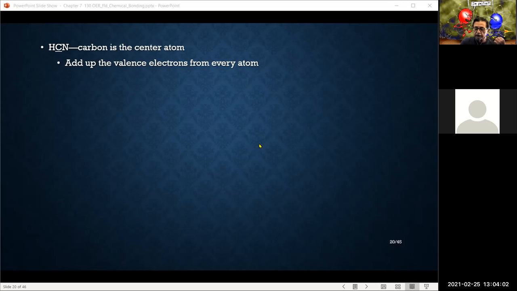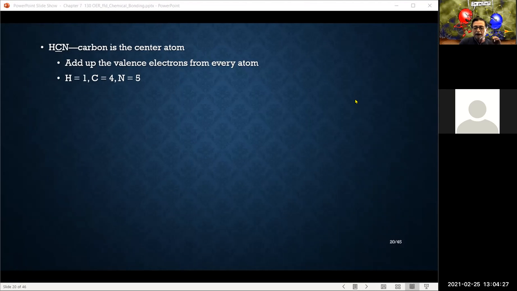Remember way back a couple of chapters ago, we were giving you structures, and we were asking you to count the number of atoms in that compound. This is what that part's all about, being able to identify how many of each atom you have. This is a pretty simple compound. So we got one hydrogen, one carbon, one nitrogen. Okay.